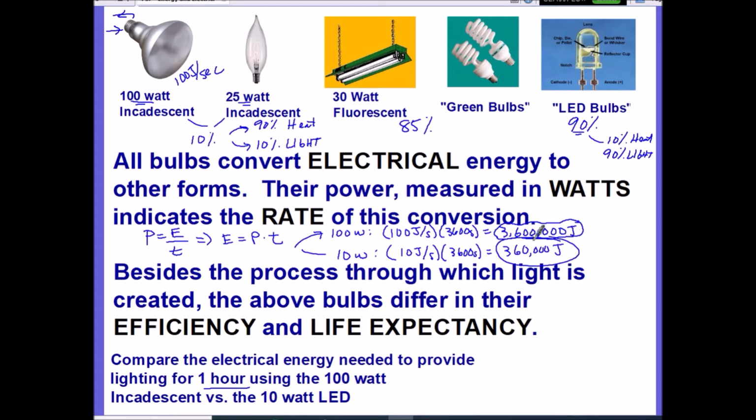So if I use a 10-watt light bulb versus a 100-watt light bulb, I'm using 10 times less energy, and of course I pay for that. So the less energy I use, the less it affects me in my pocketbook. Let's go ahead and take a look at a few problems here.